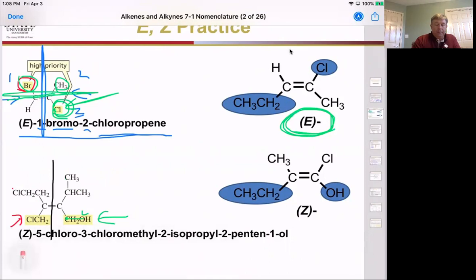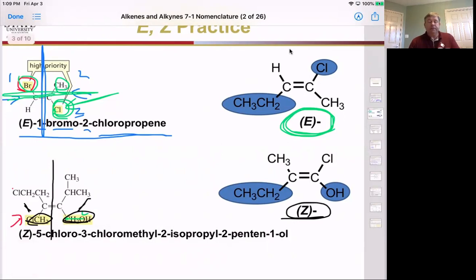And so that means that the first priority on this side is this one. And the first priority on this side is that one, which means we have them on the same side, which gives us our Z configuration. Okay. So that's the difference between E and Z.